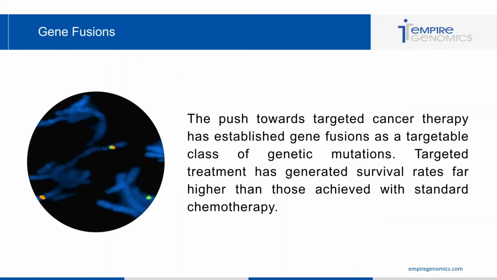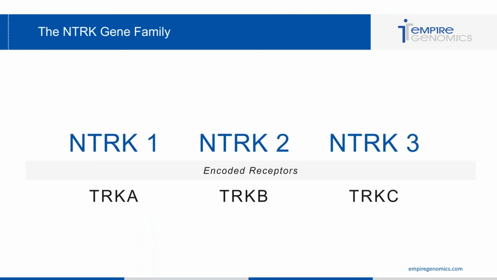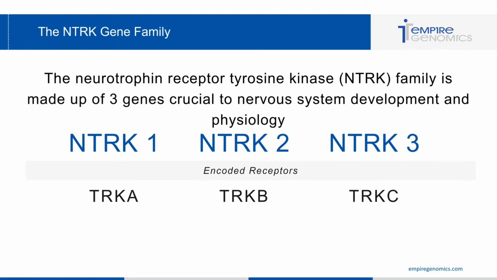So starting off with gene fusions, the push towards targeted cancer therapy has established gene fusions as a targetable class of genetic mutations. Targeted treatment has generated survival rates far higher than those achieved with standard chemotherapy. The NTRK gene family is associated with fusions relating to a variety of different conditions. The NTRK gene family consists of NTRK1, NTRK2, and NTRK3, and the encoded receptors are TRK-A, TRK-B, and TRK-C.